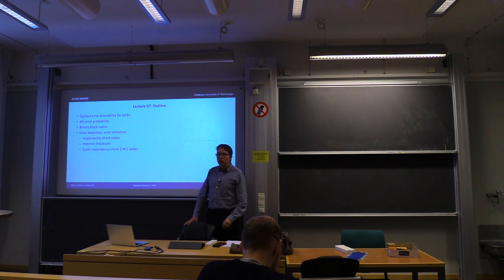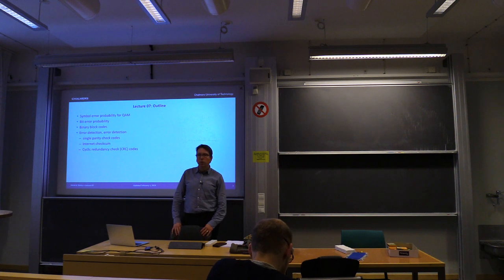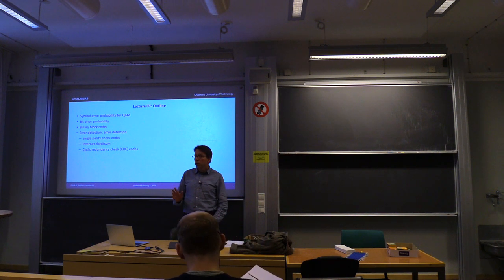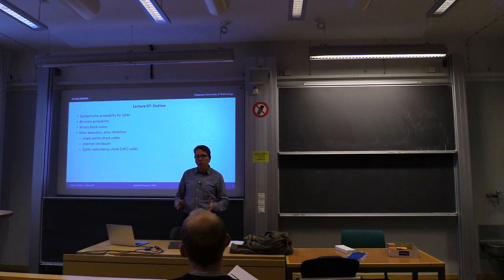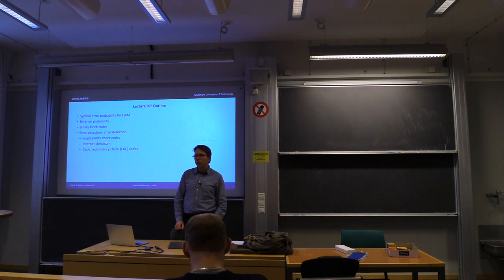Today, the thought is to finish off the physical layer and then start walking up the stack a little bit. So today we will talk a little bit about symbol error probability and bit error probabilities for PAM and QAM. Quite quickly, I would say, to go over to the bulk of the material, which is about error detection. And error detection is a crucial part in the data link layer, as we will see later on, for retransmission protocols that we will start to talk about next week.